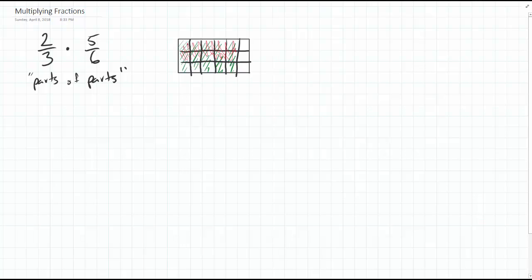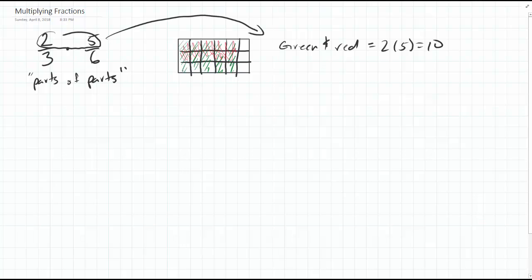So if we take a look, how much did he paint? Which parts are green and red? Well, there are two rows and 5 columns. So 2 times 5 is 10, and not coincidentally, the numerators are 2 and 5. So you just multiply those to get the 10. He did 10 parts of this.